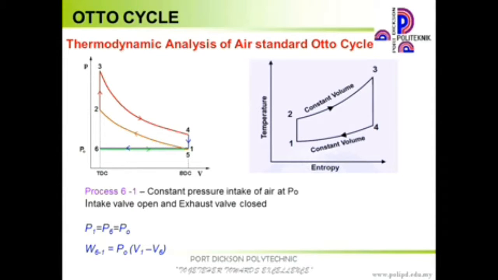Thermodynamic analysis of the air standard Otto cycle. Based on the graph of pressure versus volume, at process 6 to 1, P1 equals P6 equals P0. Work W61 equals P0 times (V1 minus V6).